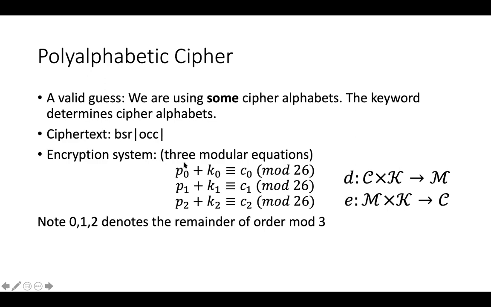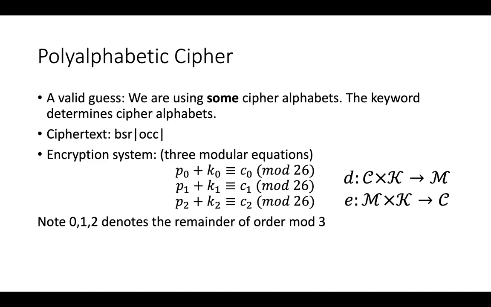Okay, so the key will be the same. We have 3 keys, from the keyword dog. The first key would be the order of D, the second the order of O, and the third the order of G. We're applying the methods that we used for the shifting cipher, and these 3 things will be congruent to our ciphertext letters.